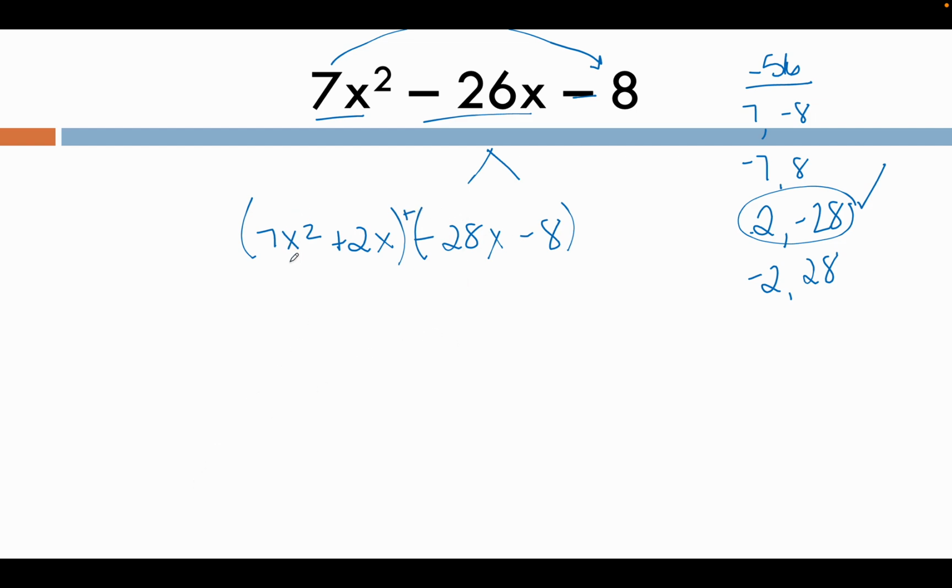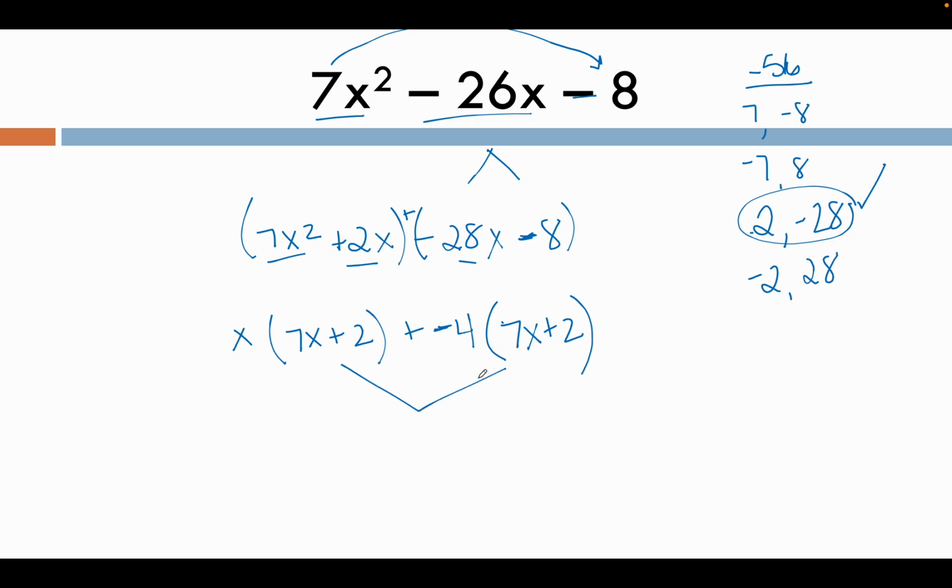Looking for the greatest common factor of 7x squared and 2x. Here it's just x, leaving us with 7x plus 2. Plus, again, we need this negative 28x minus 8 to equal a positive 7x plus 2. So we're going to go ahead and factor out a negative 4 so that negative 28x divided by negative 4 is a positive 7x, and a minus 8 divided by a minus 4 is a plus 2. We have the same quantities there, which is good.